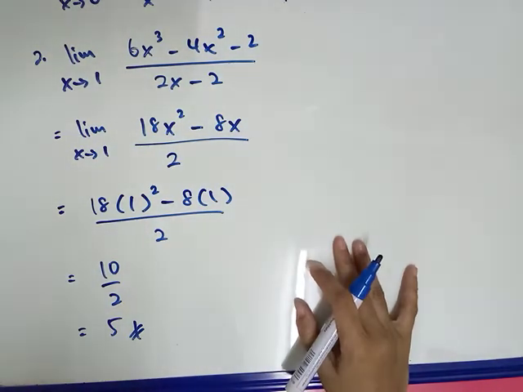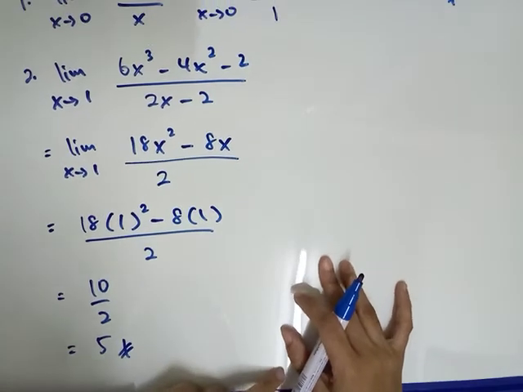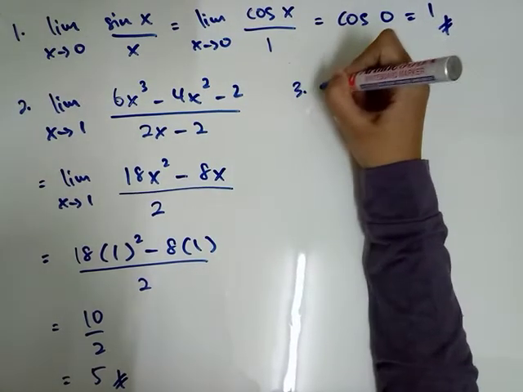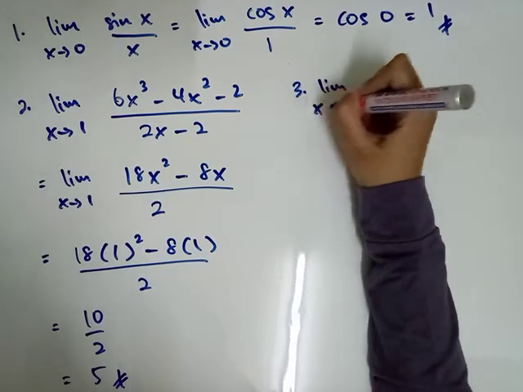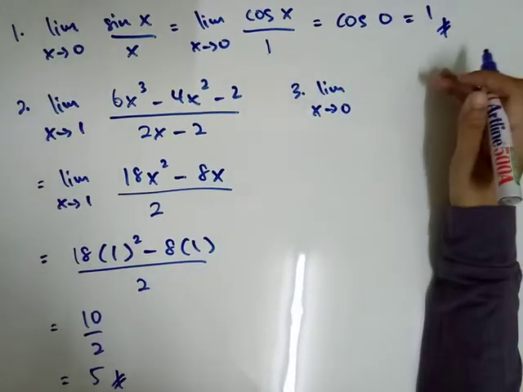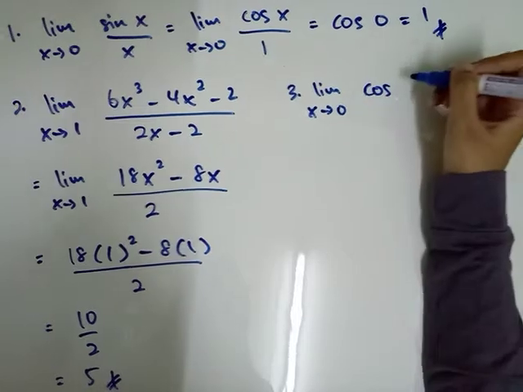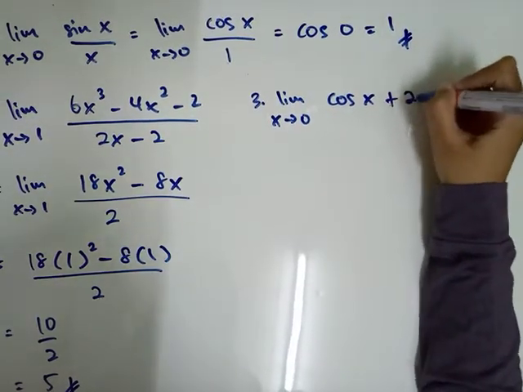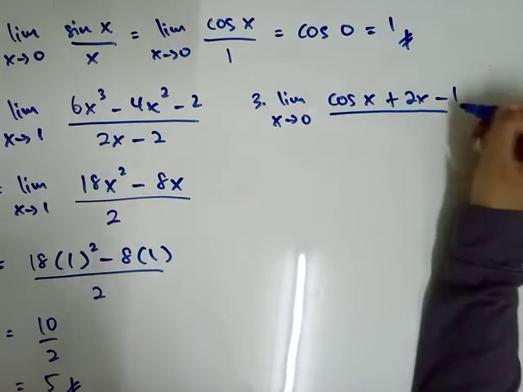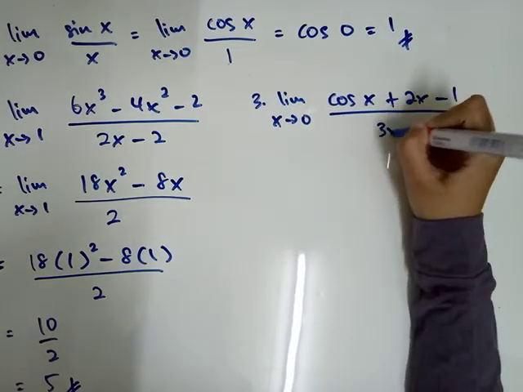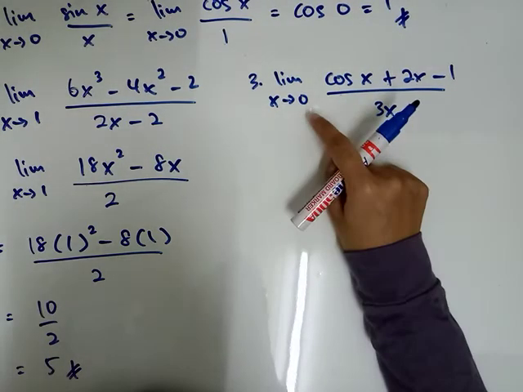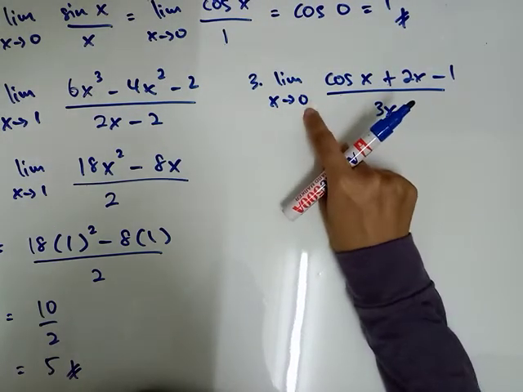Okay, you found now? Number 2 done. Number 3. How to do number 3? Limit x approaching 0 of cos x plus 2x minus 1 divided by 3x. So we need to do a direct substitution first. Substitute 0 into x.